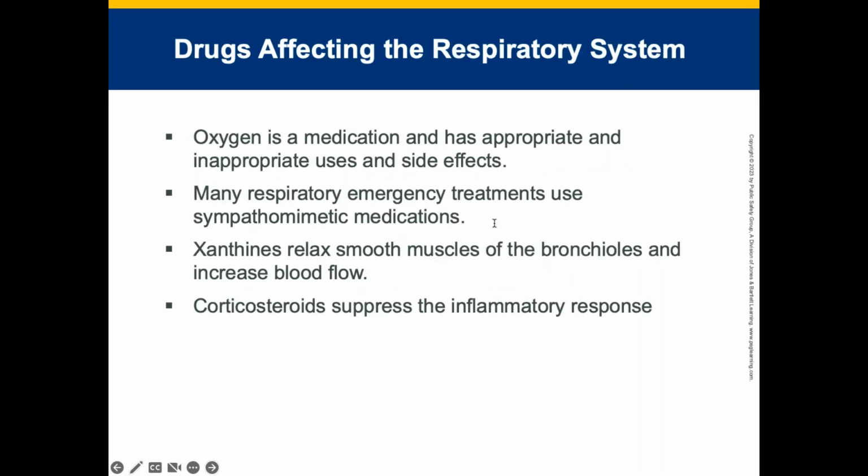All right. So drugs affecting the respiratory system, oxygen, the most commonly used medication in the pre-hospital setting, has inappropriate use and side effects, right? Can we over-oxygenate a patient? Can we give them too much oxygen? Yeah, absolutely we can. That's why they took away the whole, let's get it at 100%. 99, 98, perfectly fine. Don't over-oxygenate a patient.